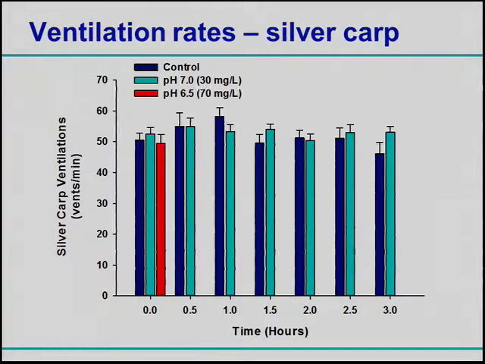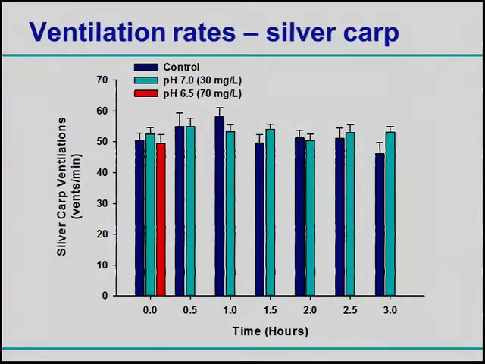Then we looked at ventilation rates. Literally, how fast are they breathing? How fast are their opercula moving? So the y-axis there is just ventilations per minute. And these are the data only for the silver carp. The control are the dark blue, the low carbon dioxide are the light blue, and then the high carbon dioxide are the red.